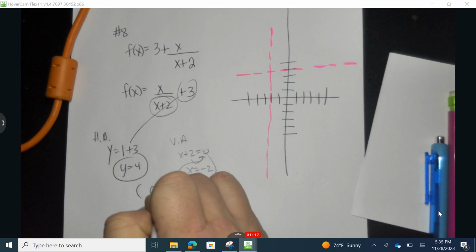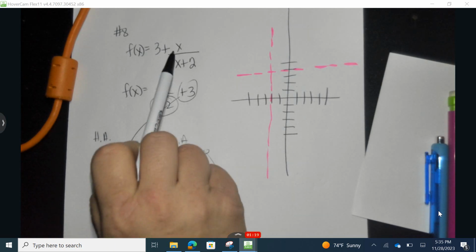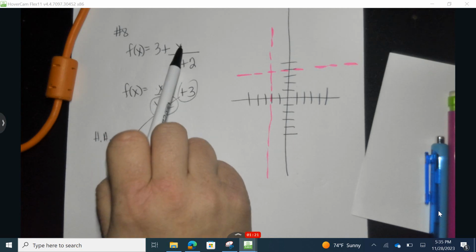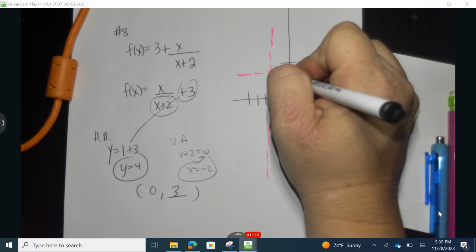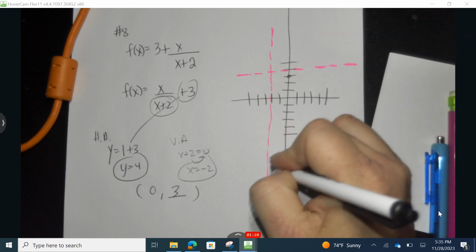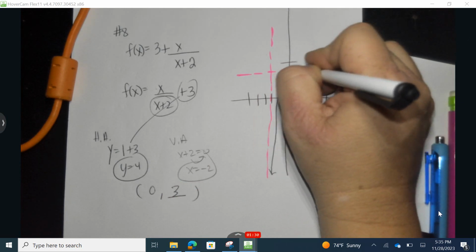When we identify the y-intercept, x is always 0. So 0 divided by 0 plus 2, that'd be 0 over 2. Well, 0 divided by anything is 0. 0 plus 3 is 3. So I'm going to go to 0, 3, 1, 2, 3. So I already know it's looking something like this.